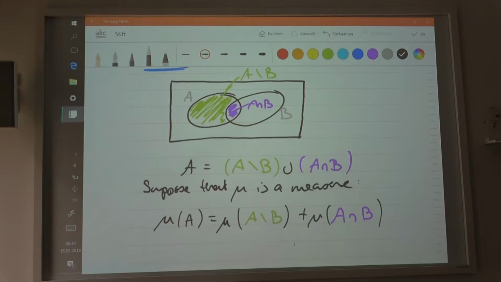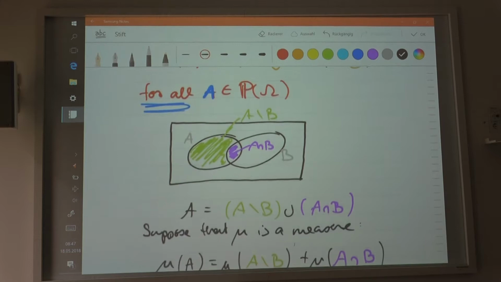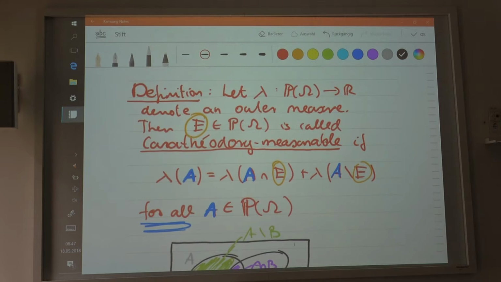If two sets are equal, then they also have equal measures. That's quite obvious. And if you have the image of A, it must also be the image of the union, so since the measure is sigma additive, the image of the union is equal to the sum of the images. So this is a property that measures have. If we define a certain set for which all sets satisfy this property, then we call the set Carathéodory-measurable.